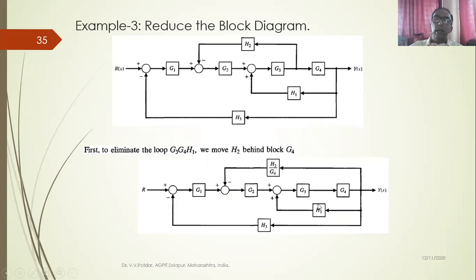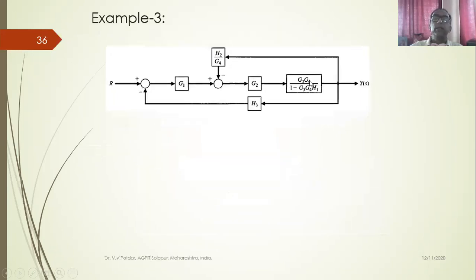Now, once I do that, what can happen? I can solve this minor feedback loop once again, isn't it? So it will be G3, G4. There are a number of approaches. G3, G4 upon 1 minus, when positive feedback is there, 1 minus G3, G4 into H1. So I get a single block here. Just see here. Eliminating loop G3, G4, H1. So G3, G4 upon 1 minus G3, G4, H1.